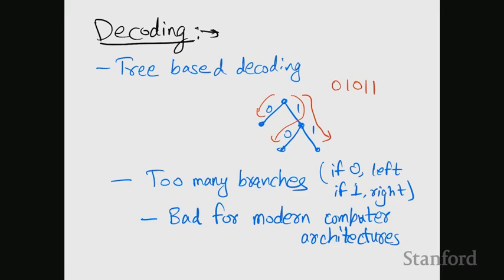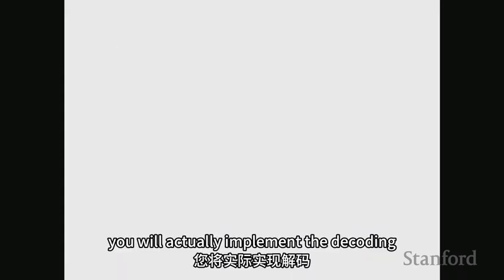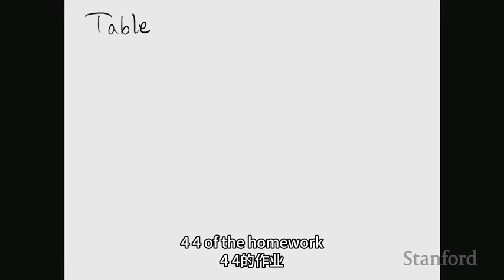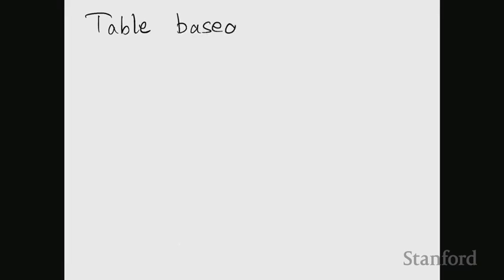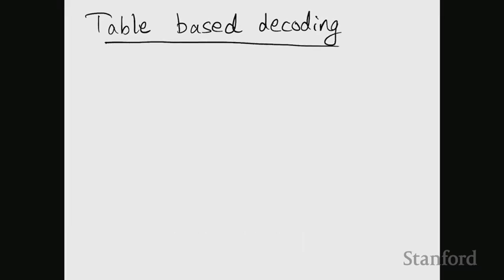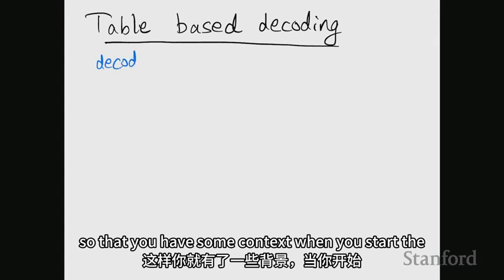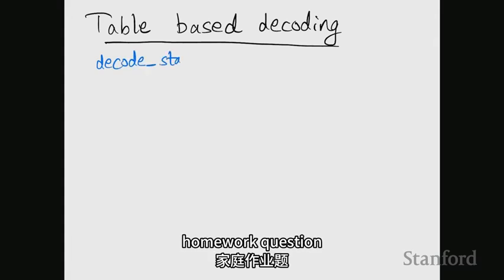So let's look at an alternate way. We'll look at it briefly now, and then later in the homework, you will actually implement the decoding. This is question 4 of the homework. You implement it in the context of Shannon codes, but the idea is the same. I will briefly describe it so that you have some context when you start the homework question.